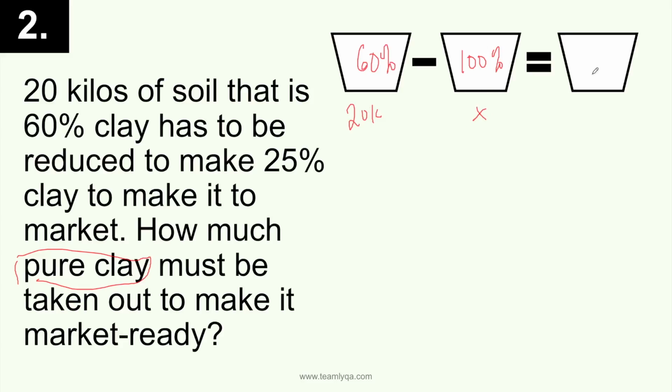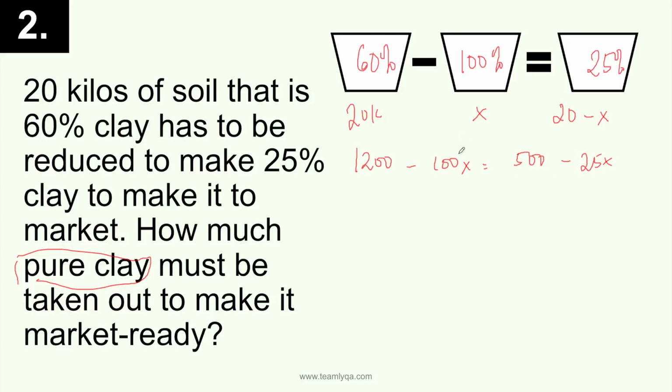This will be x, and then this will be 25%. This will be 20 minus x. And then we're just going to solve down. Okay? So, 60 times 20, that's 1,200, minus 100x is equal to 25 times 20, that would be 500 minus 25x.